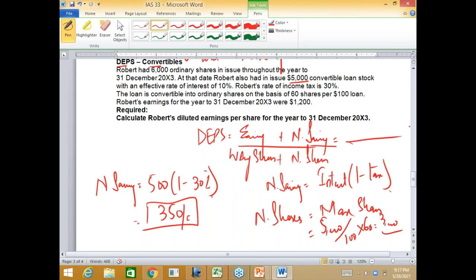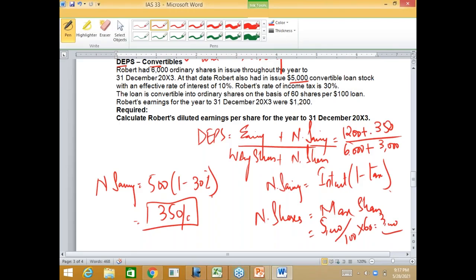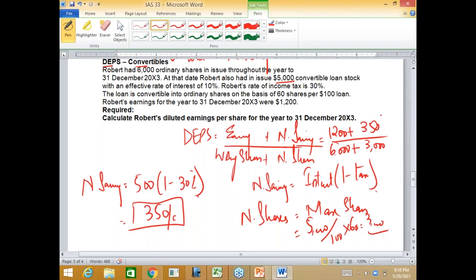So when we place these figures in this formula, the earnings is the same, plus notional saving is 350. In the denominator, we have got the 6,000 number of shares plus notional shares of 3,000. Now you will be able to calculate the diluted EPS. 17.2 cents. Now, based on this information, the EPS will be 17.2 cents.